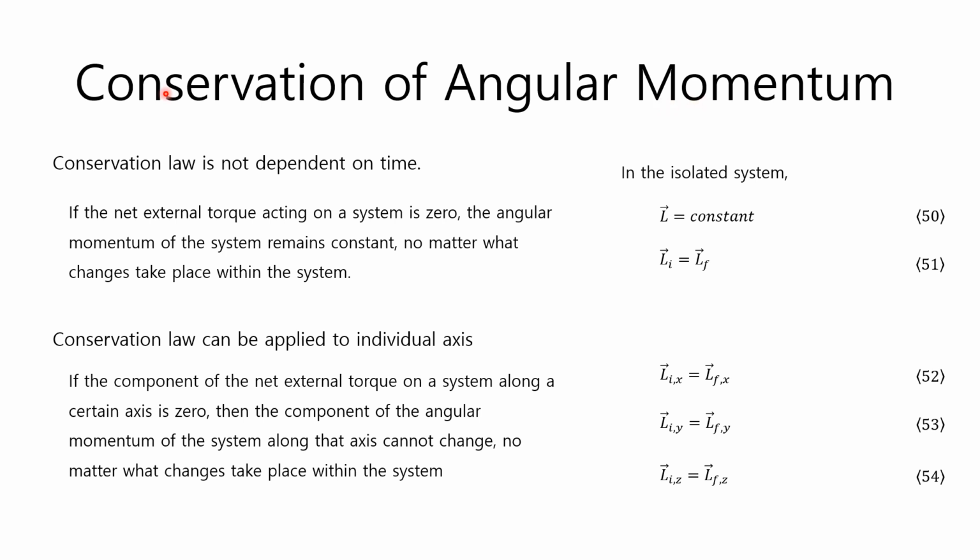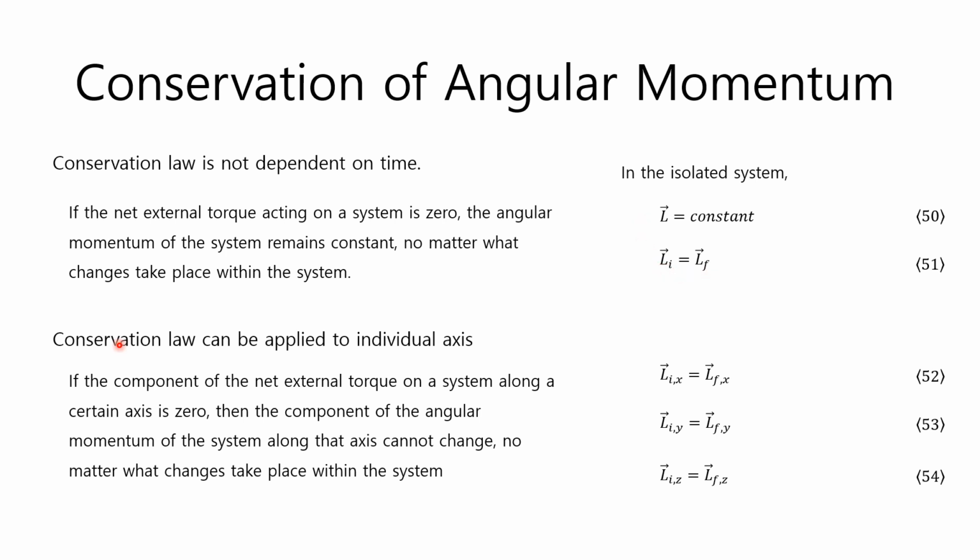Both linear momentum and angular momentum are physical quantities to which the law of conservation applies. The law of conservation of momentum does not depend on time. If the net external torque acting on a system is 0, the angular momentum of the system remains constant, no matter what changes take place within the system. This can be expressed as equations 50 and 51. In these equations, I represents the initial state and F represents the final state.